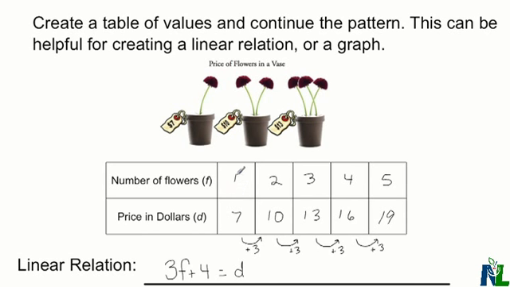If I have one flower, 3 multiplied by 1 is 3, plus 4 is 7. If I have 2 flowers, 3 multiplied by 2 is 6, plus 4 is $10. By using substitution, I can see that my linear relation is working.